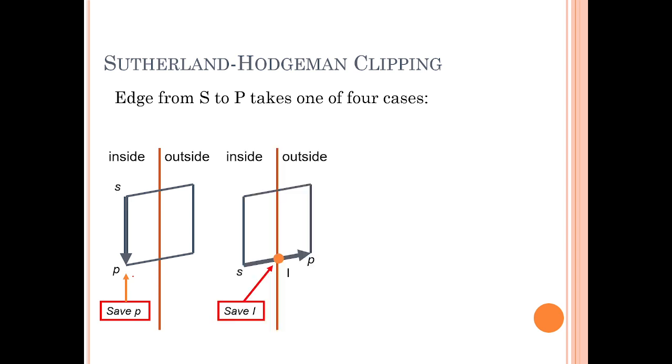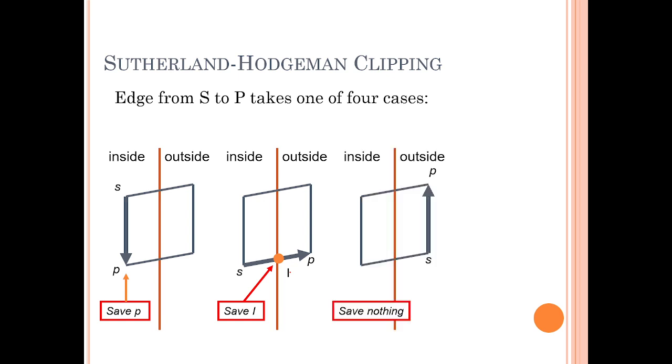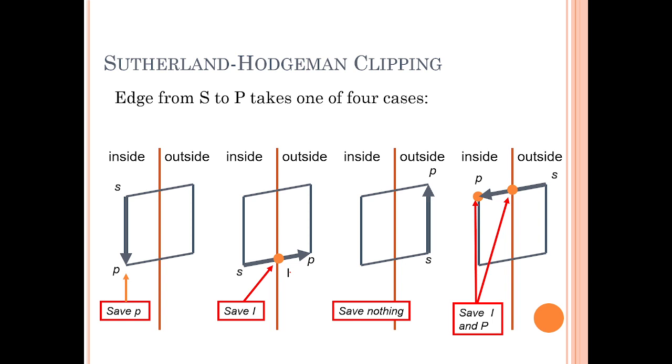Second one, some part inside and some part outside: we take the intersect point, that is S dash. Here we take I; we save the intersect point. Next, completely outside: we cannot save anything. Then, some part outside and some part inside: we save the intersect point and the inside point.